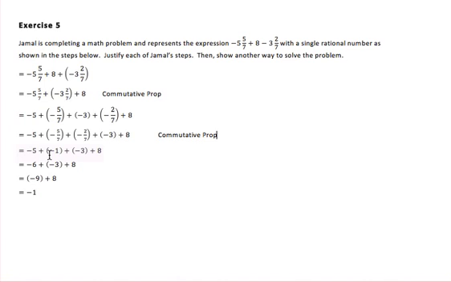Finally, he added negative 5 plus negative 1 to get negative 6, and then negative 6 and negative 3 to get negative 9, and finally negative 9 plus 8 to get negative 1.